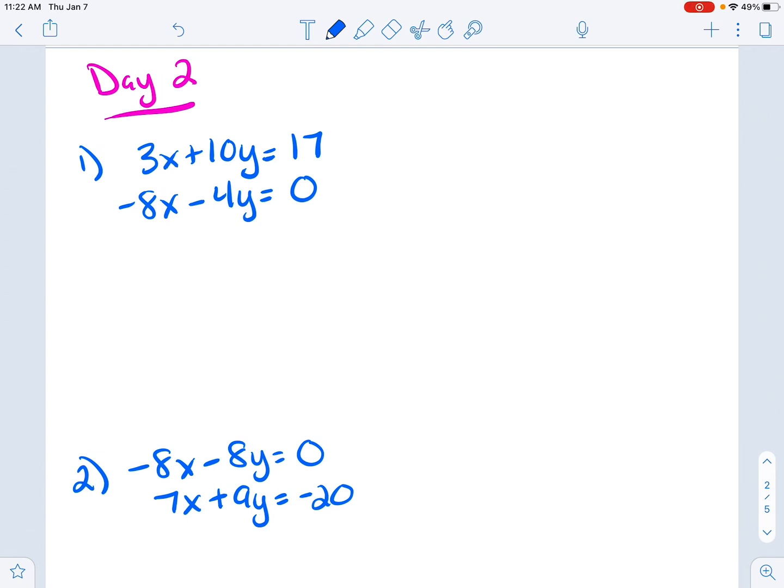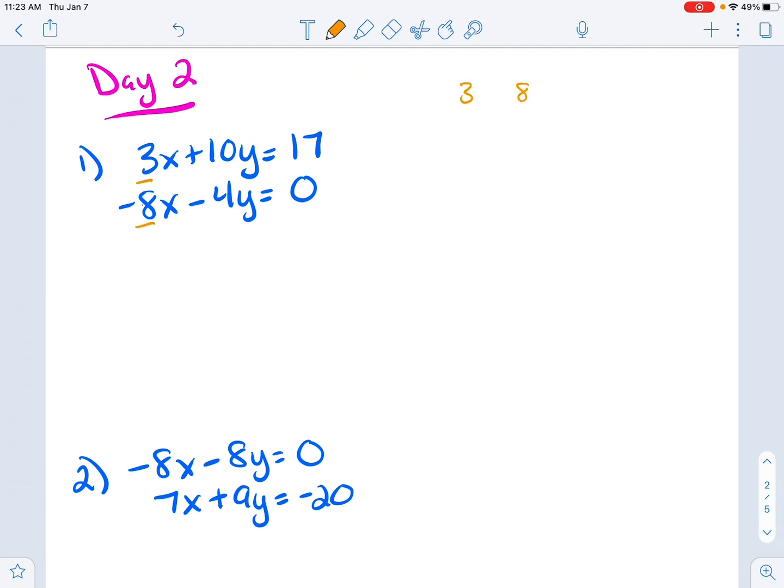If I look at my x's, I have 3 and negative 8, so they have opposite signs. Same with the y's, 10 and negative 4. So at that point, you can choose which one you want to deal with. I would probably do the 3 and the 8 just because it's in the front.